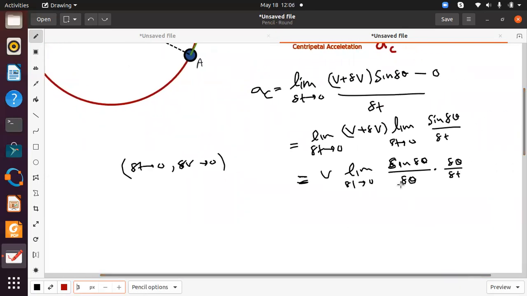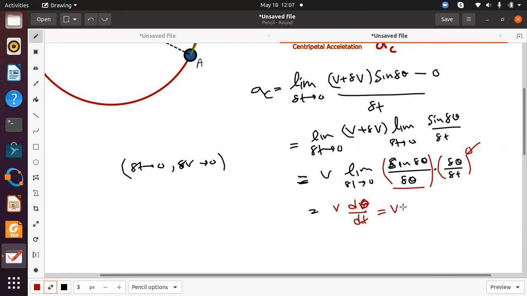Now I can apply the limit to this product separately. If I apply the limit to this one, it is equal to 1. It's a basic trigonometric limit. If I apply the limit to this other one, what is this? This is v times dθ/dt. That is the definition. So what is dθ/dt?